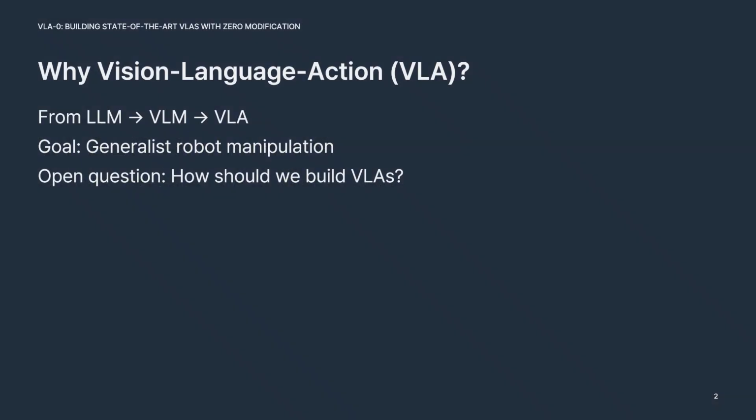LLMs understand text, and VLMs understand both images and text. Then the natural next step is the Vision Language Action model, or VLA. This is a model that goes beyond seeing and understanding to actually generating actions. The goal is generalist robot manipulation, but one important question often remains: what is the right way to build a VLA?